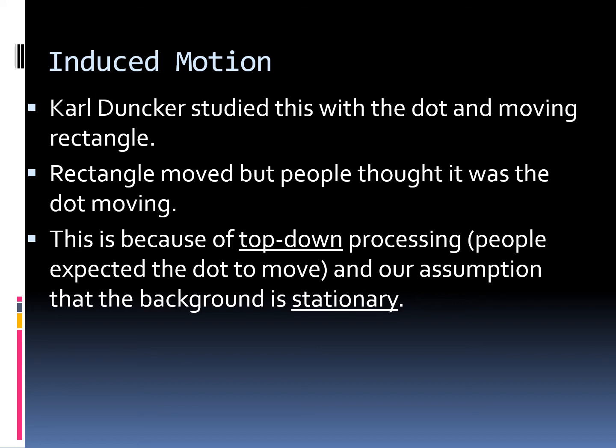But so you have the dot in the middle of the picture, and the background is actually moving, but our eyes make it look like the dot's moving, and that's because of top-down processing, because we assume that the background is going to be stationary, right? That's just the assumptions that we make. And so it looks like the dot's moving, but in reality, it's actually not. It's actually the background moving. That's called induced motion.